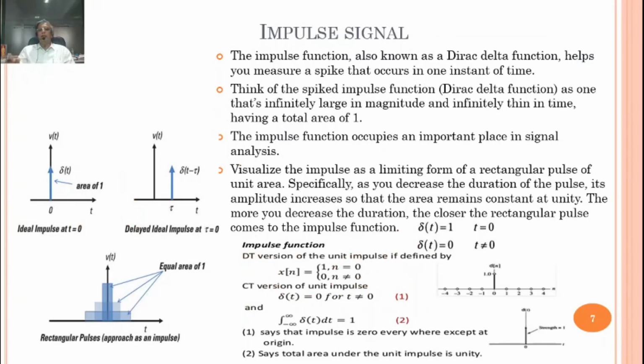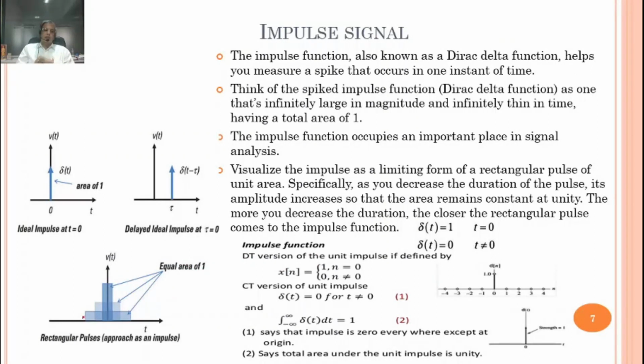Then the next one is the impulse signal. Now this impulse signal is an important signal in signal analysis. The impulse function is also called the delta function, and the signal is used to measure a spike that occurs in one instant of time. Now here we will define this impulse signal. What is the impulse signal?